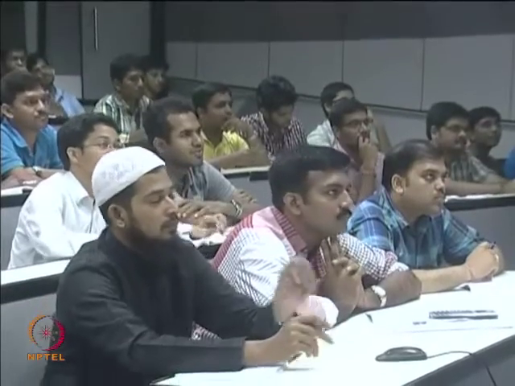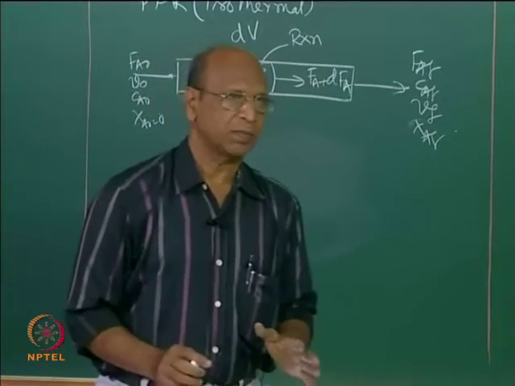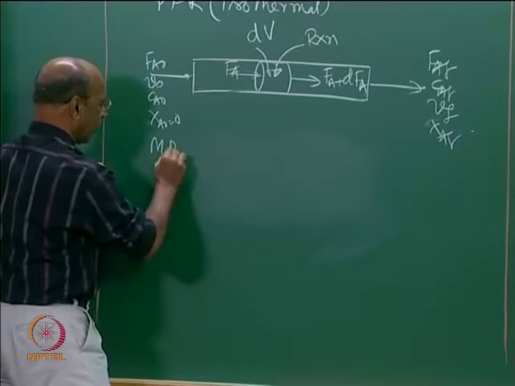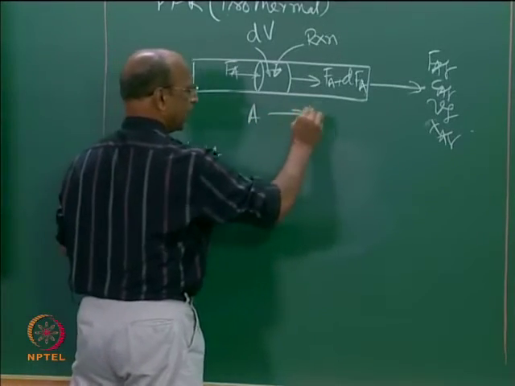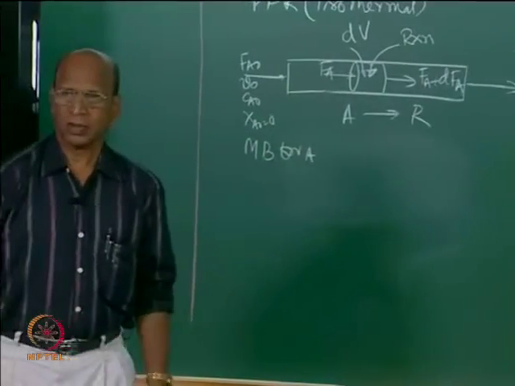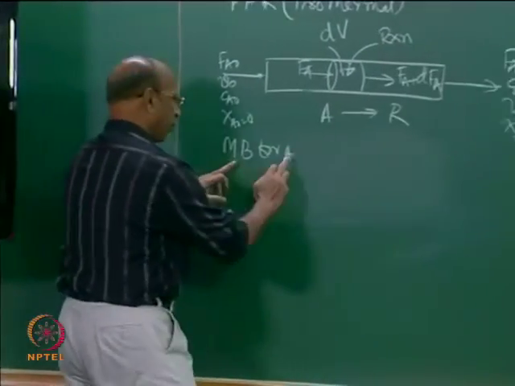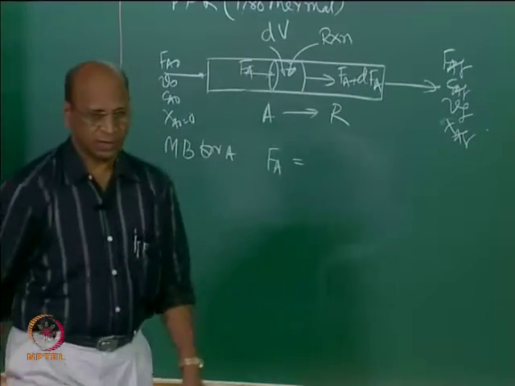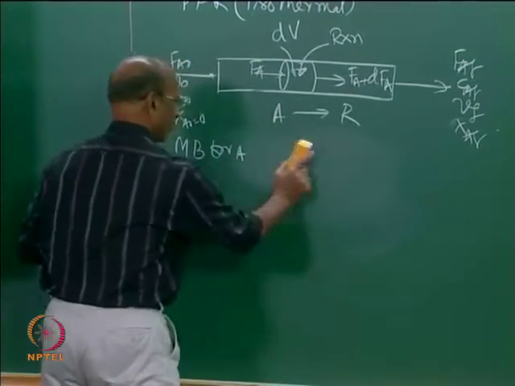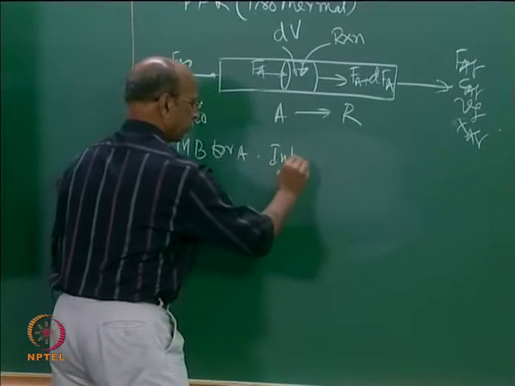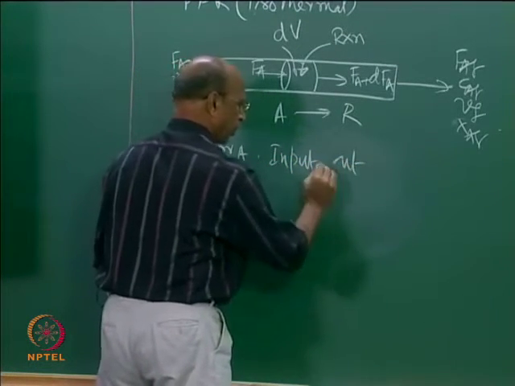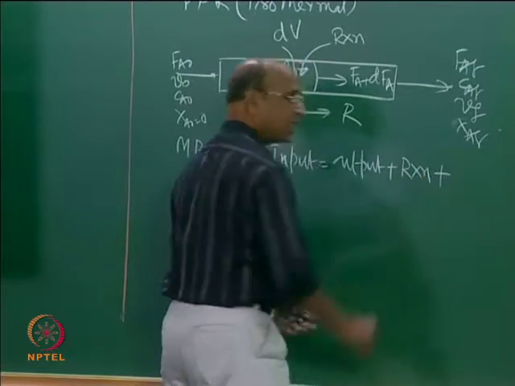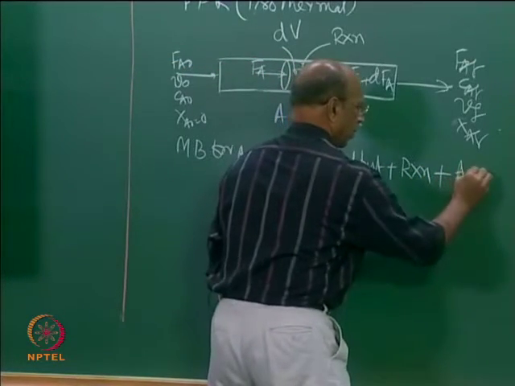Whereas for heat transfer, everything is together, the entire heat. Good. So now that universal equation for us, MB, mass balance for A, if I have a reaction A going to R, just imagining for easy writing. I have to write the universal equation first: input equals output plus reaction plus accumulation.